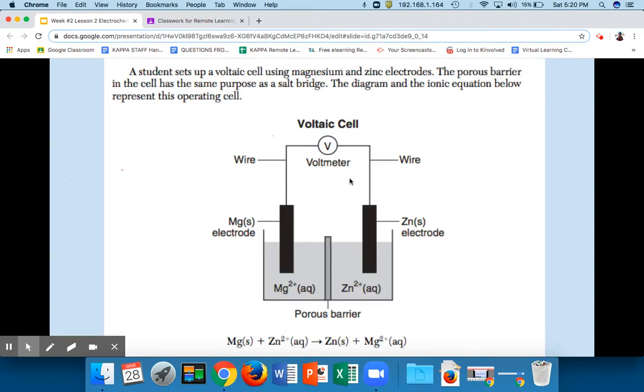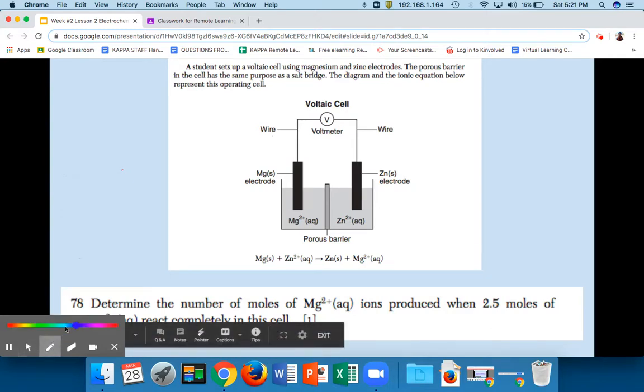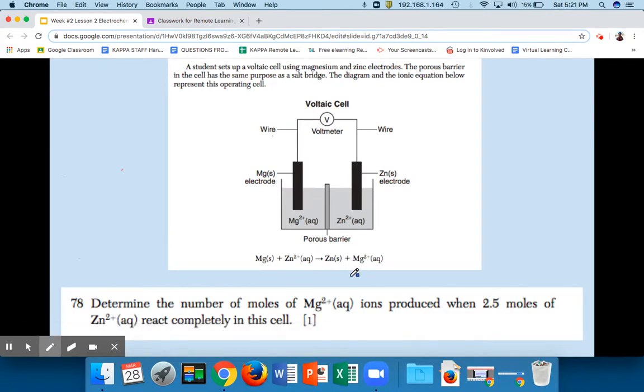So our question is, determine the number of moles of Mg2+ aqueous ions produced when 2.5 moles of Zn2+ aqueous react completely in this cell. So we haven't learned moles yet, but we can still answer this question. How many moles of Mg2+ is produced when 2.5 moles of Zn is reacted with? What do you guys think?